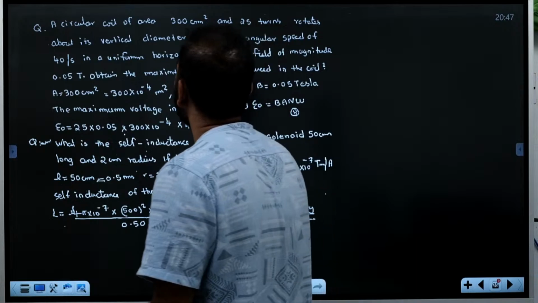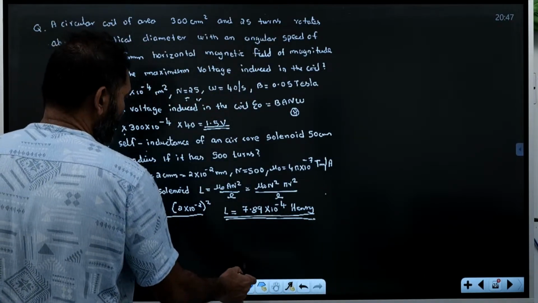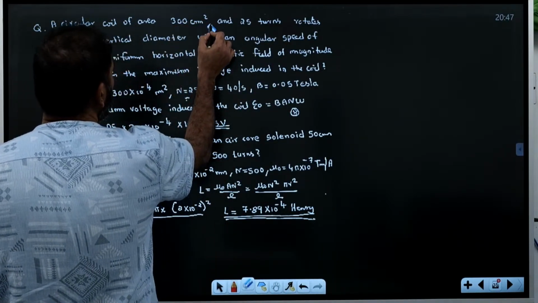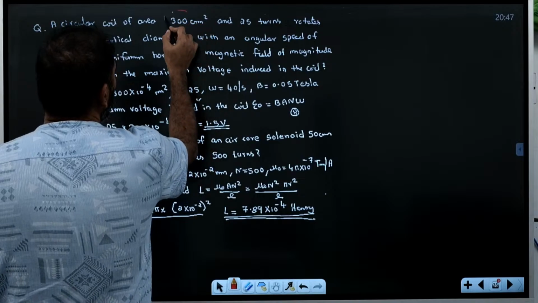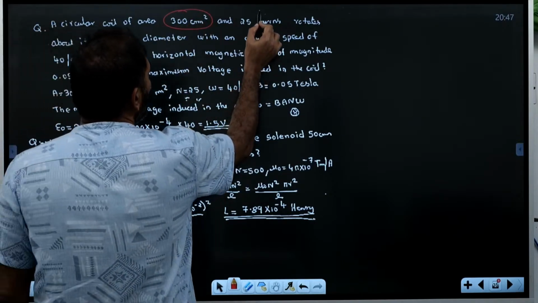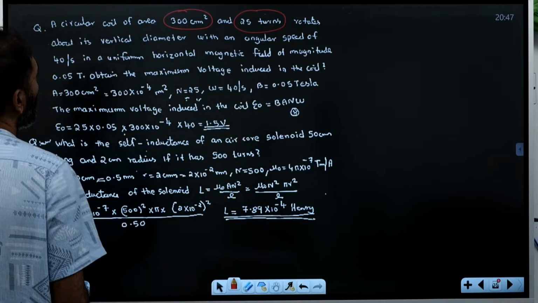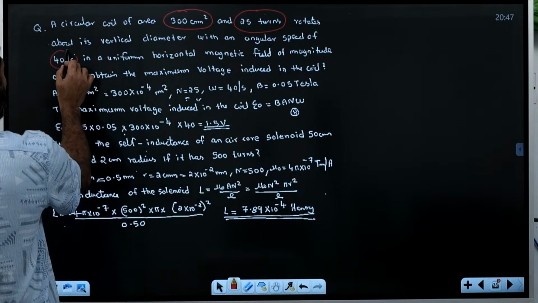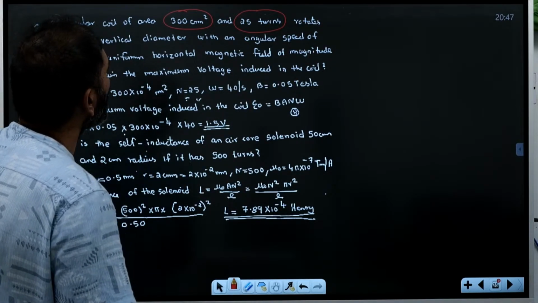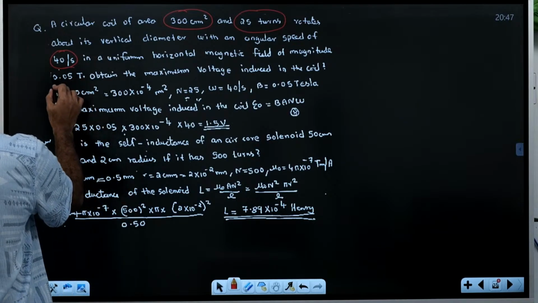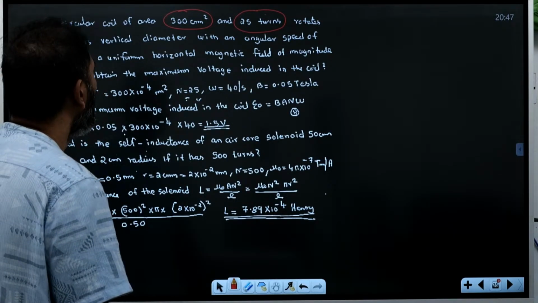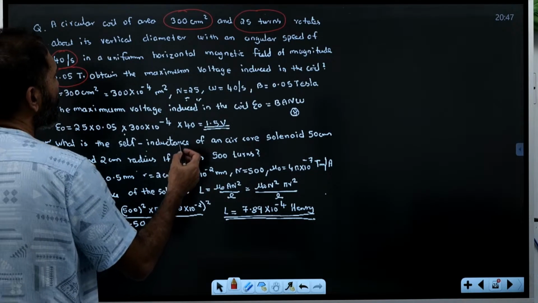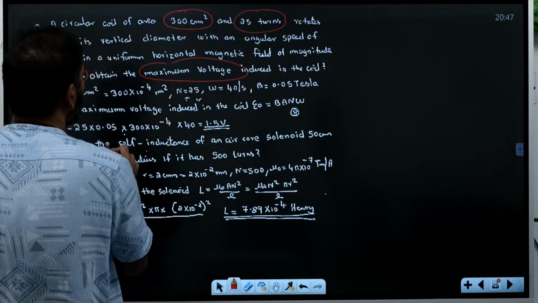Next, a circular coil of area 300 centimeter square, 25 turns, rotates about its vertical diameter with an angular speed of 40 per second in a uniform horizontal magnetic field of magnitude 0.05 Tesla. Obtain the maximum voltage induced in the coil.